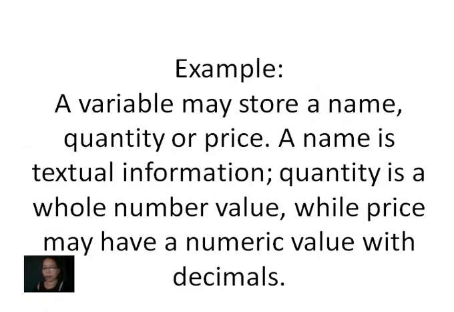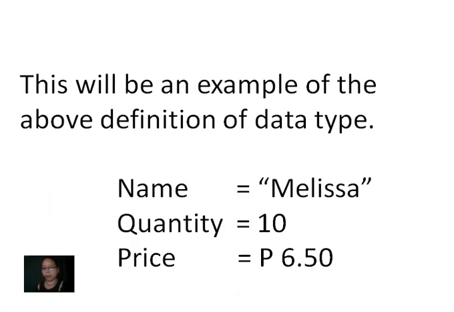Example, a variable may store a name, quantity, or price. A name is a textual information. Quantity is a whole number value, while price may have a numeric value with decimal. This will be an example of the above definition of data type.